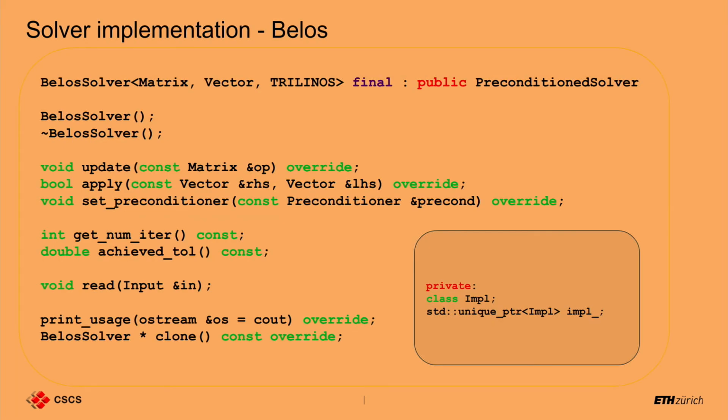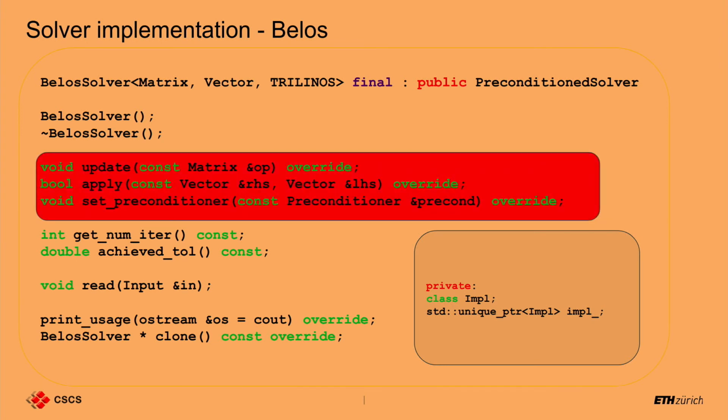So the interface of Belos is this one. There are three template parameters. Since Belos is fixed to Trilinos, these are generic in a way that you can decide which type of matrix or vector you want to use. And the interface is pretty simple. You have three main important functions: update, apply, and set preconditioner. And inside there is a smart pointer to the real implementation, so to the Belos object.